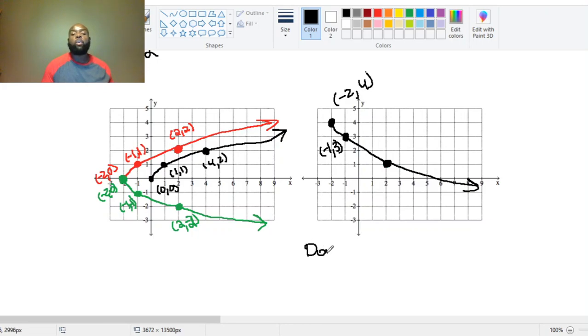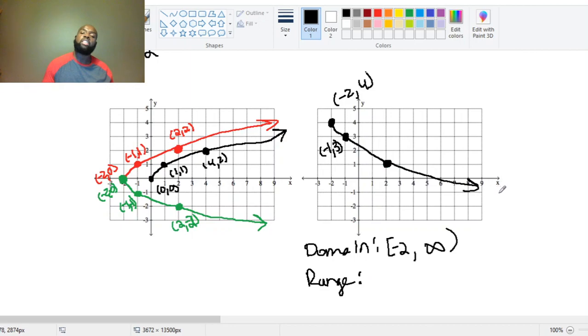So now let's find a domain. Well, the domain is from left to right. My leftmost point on my graph has an x-coordinate of -2, and it extends indefinitely to the right. And my range, since my graph continues this way, it's going to continue to go down. So I'm going to go from -infinity, and I do have the highest point, which has a y-coordinate of 4. And that will be the graph of my function.